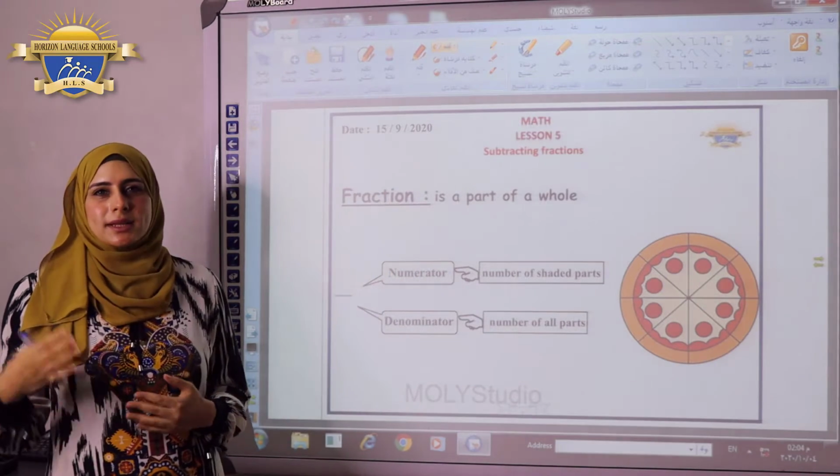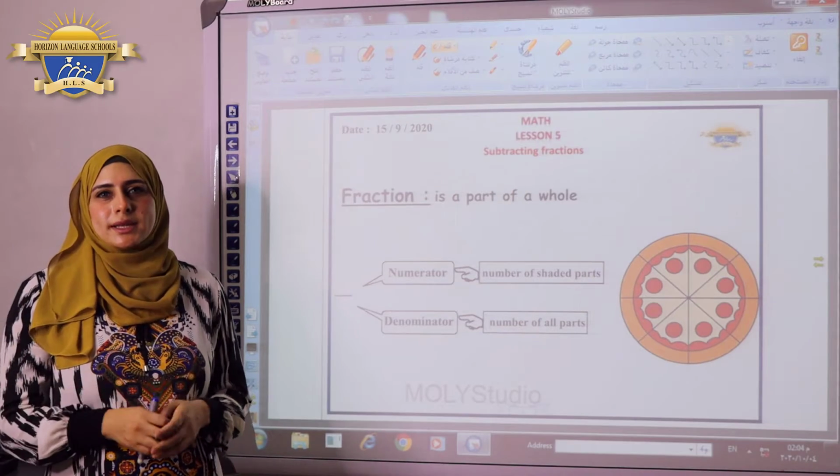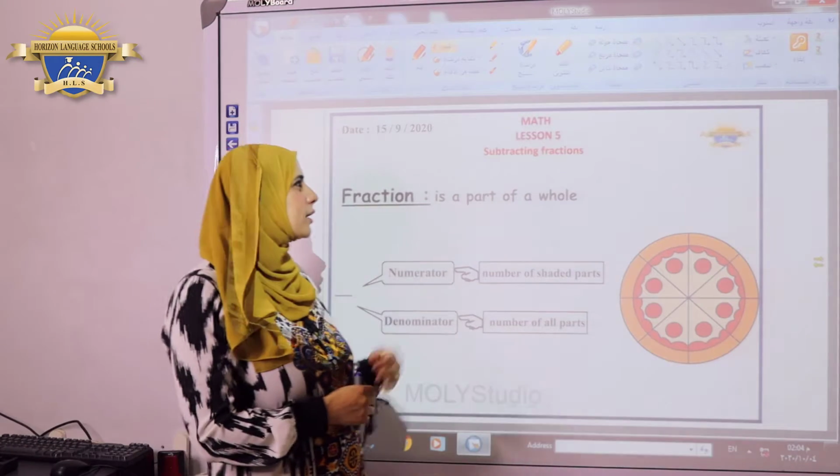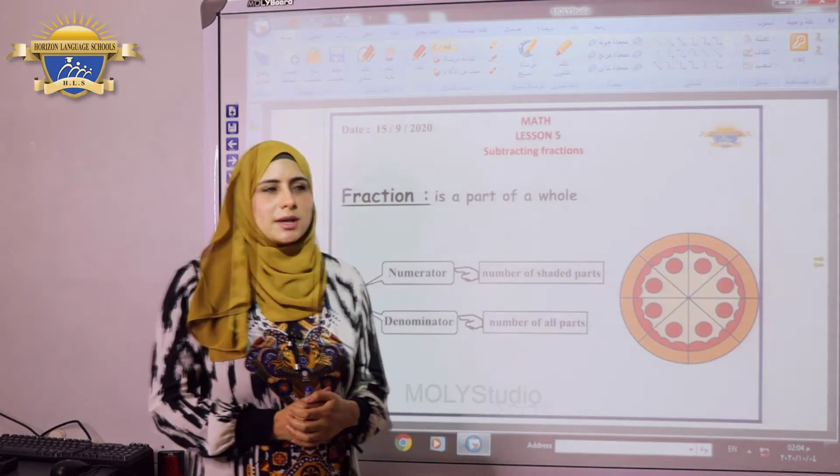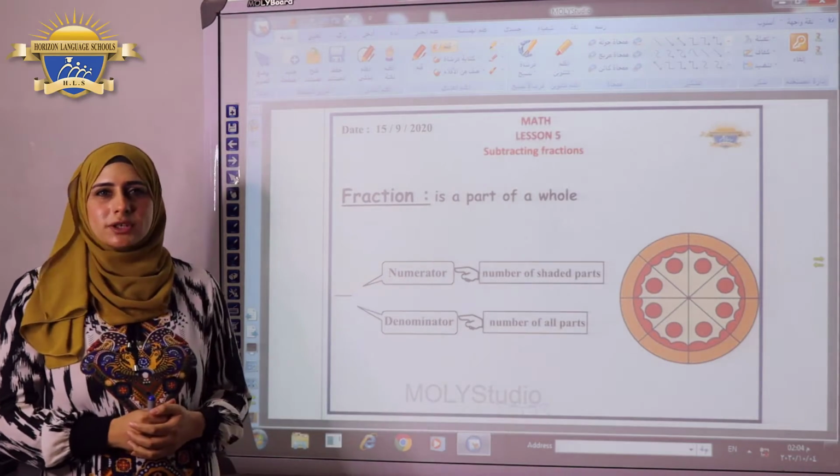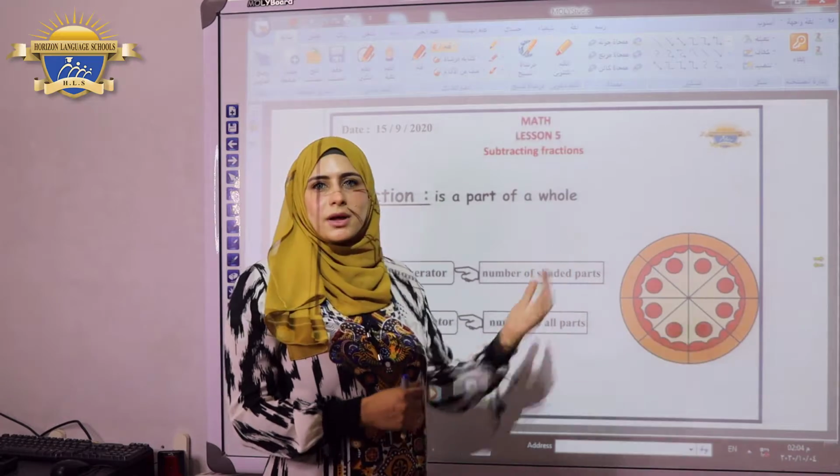But first, let us revise what we have learned in Lesson 4, which is adding fractions. But first, what is the meaning of fraction? Fraction is a part of a whole.